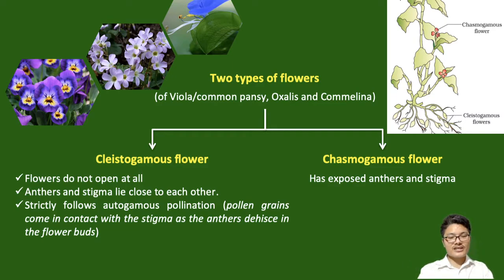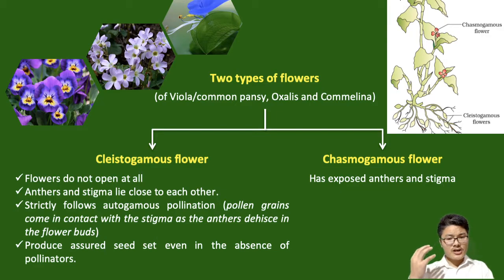And in a way, after occurrence of pollination, there is 100% production of seed. So cleistogamous flowers usually produce assured seed set. There is 100% production of seeds, even without pollinators. So there are two types of flowers in case of Viola, oxalis, commelina. One type is called cleistogamous flower and the other type is chasmogamous flower.